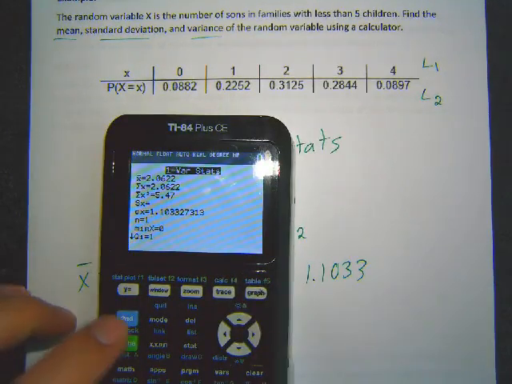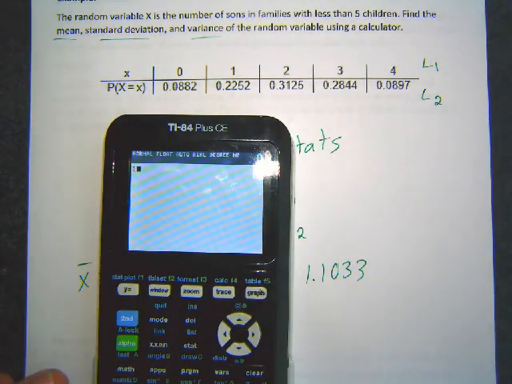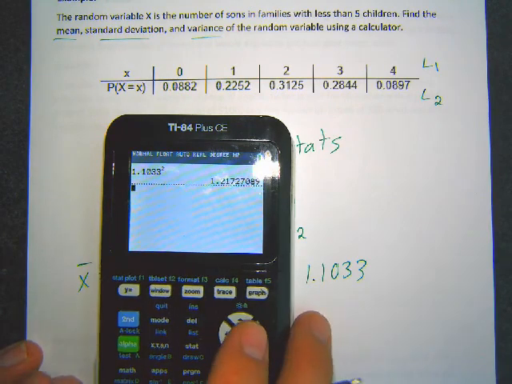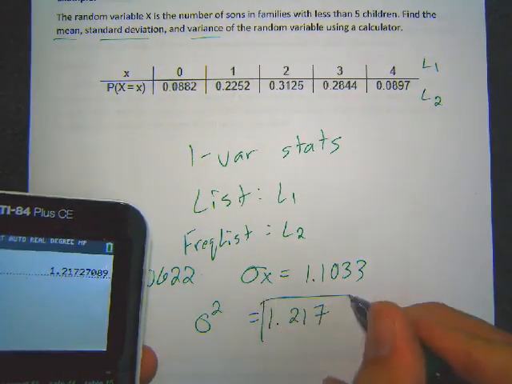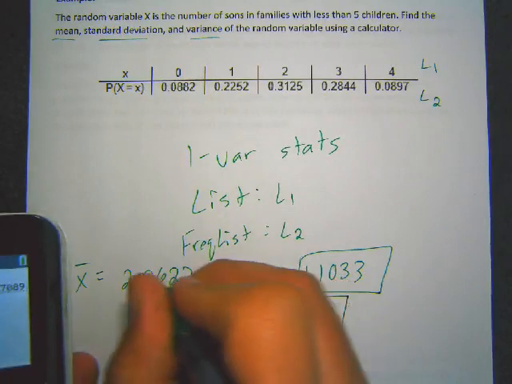and then again to find the variance, which is the sigma squared, we just take that number and square it. So let's quit out of this and hit 1.1033 and square, and that'll give me my value. So it's 1.217. So those are the numbers we're looking for.